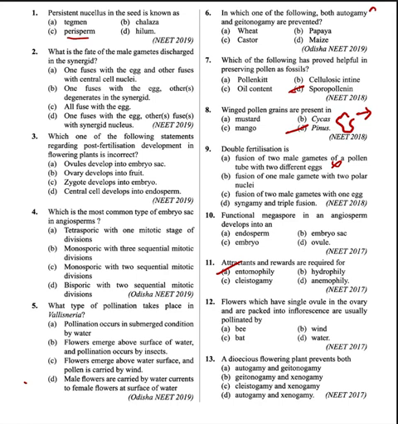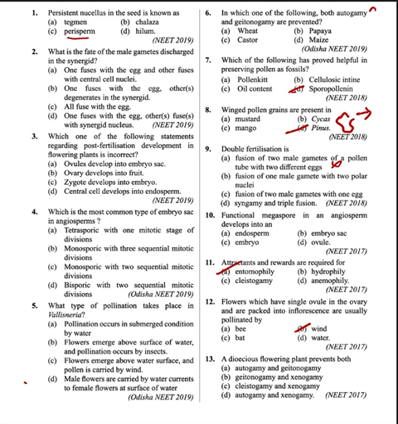Flowers which have a single ovule in the ovary and are packed into an inflorescence are usually pollinated by wind. Usually all the grass families, which are wind pollinated plants, will have a single ovule and a feathery stigma. So the answer is wind.